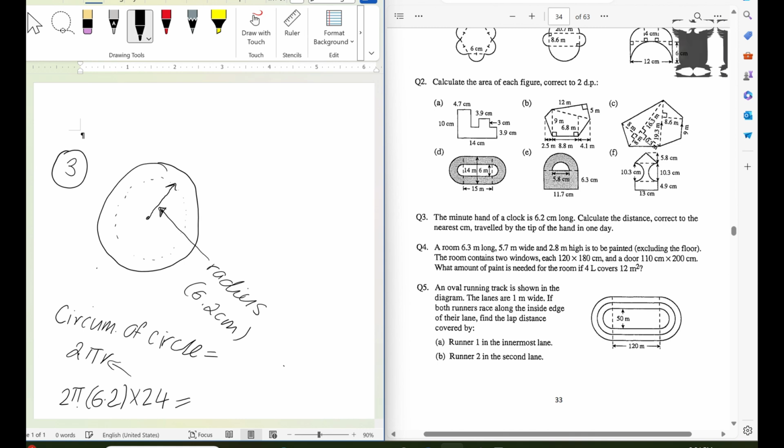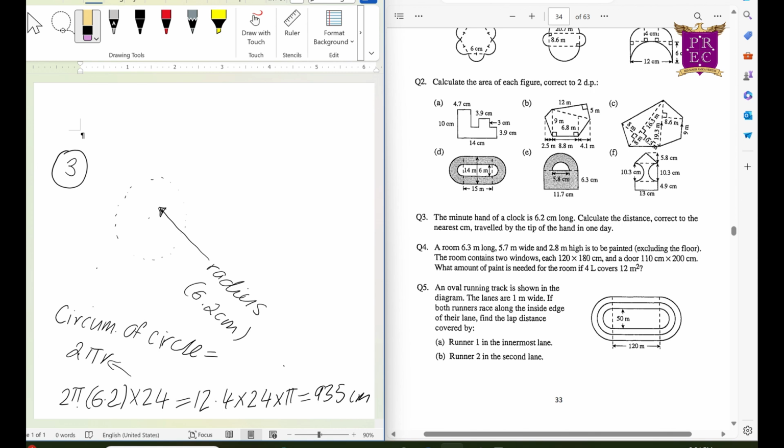So 6.2 times 2 gives us 12.4, times 24, times pi. You can use your calculator for this one and find out the distance to the nearest centimeter. The calculator would give you closer to 935 centimeters. So the answer would be 935 centimeters. Okay, that's all you have to do. Alright, let's look at the next question.